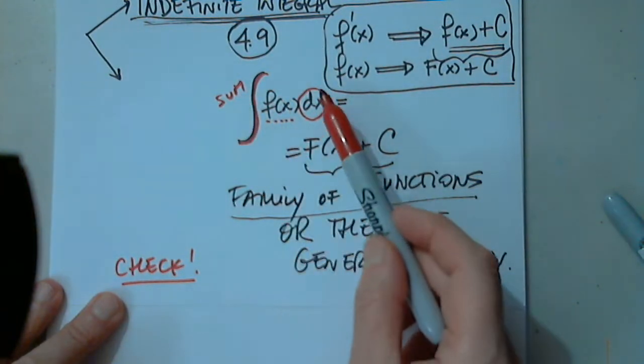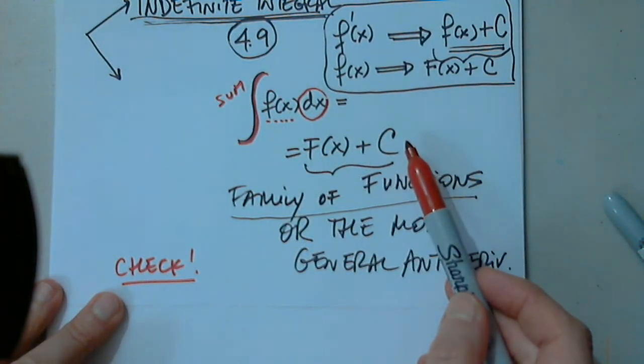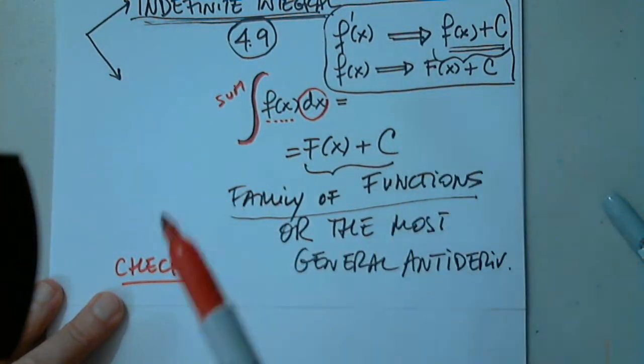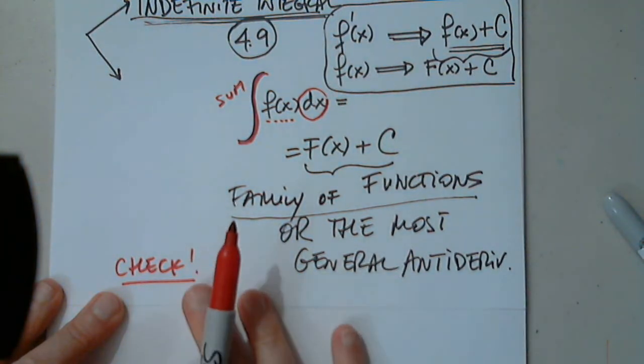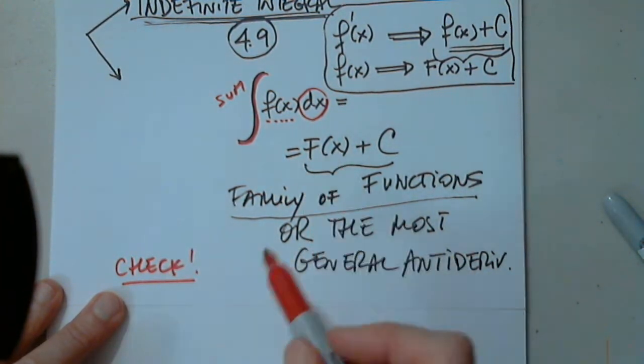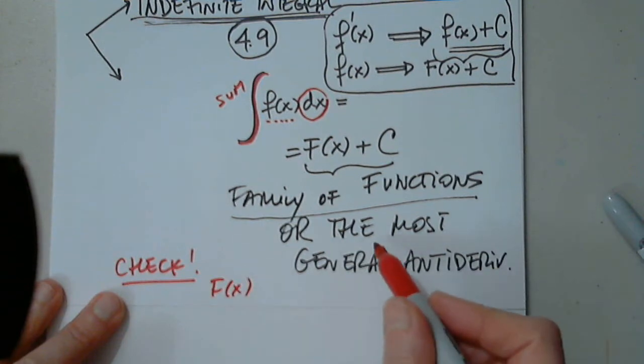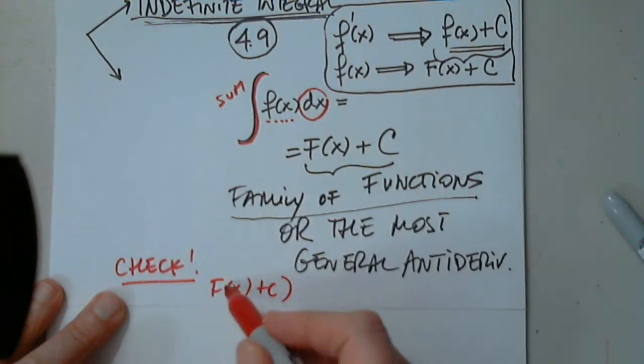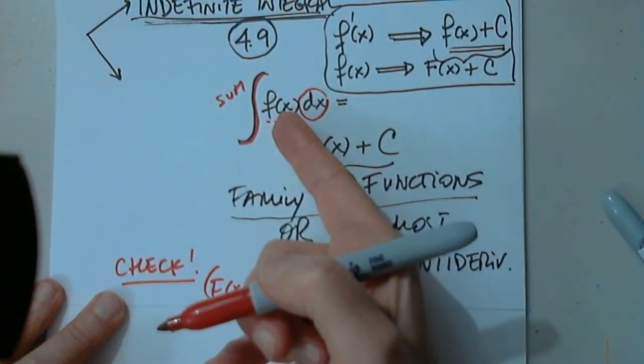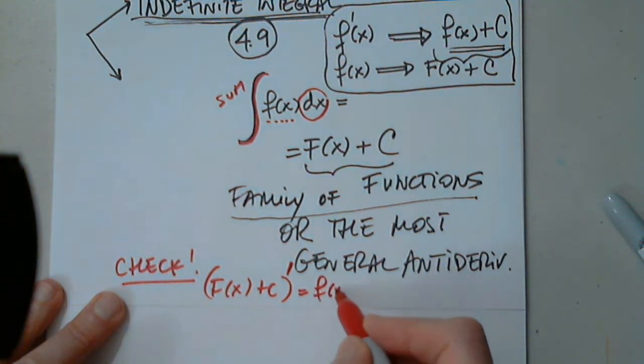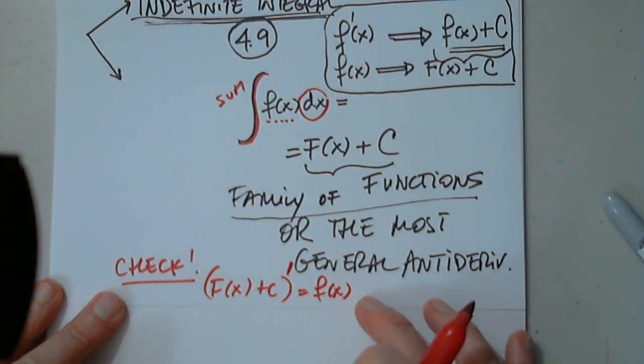I can differentiate both sides. And I'm going to discuss this today, but I want to put it here so we have it. The uppercase F of x plus C prime has to give us the function, and I will explain why today.